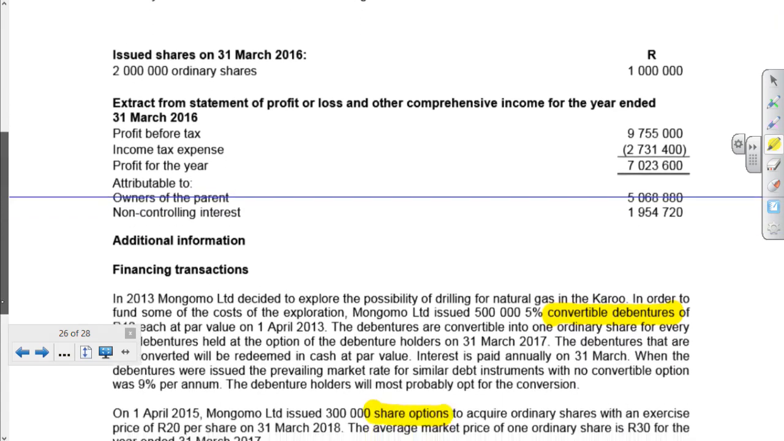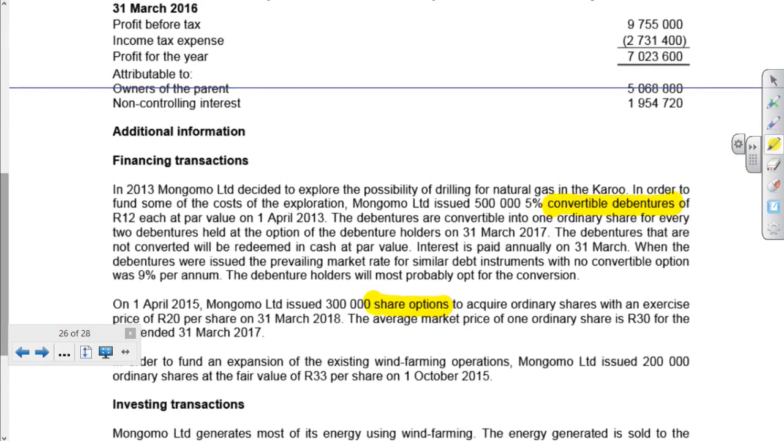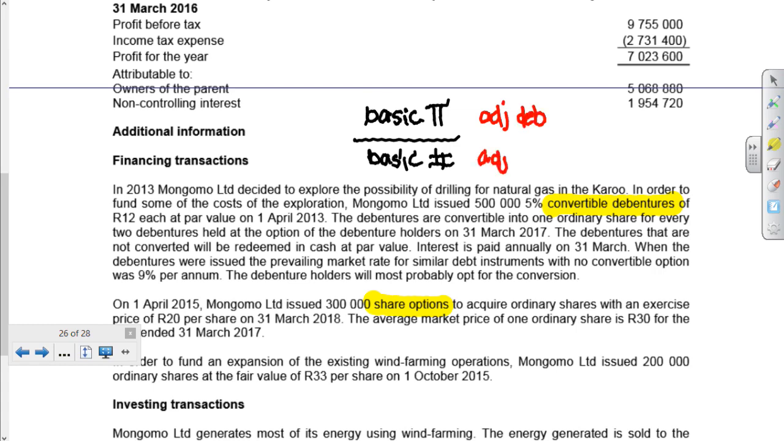Okay. Let's see if you can. I just want the adjustment numbers. We had a number from last week for basic profit and a number for basic number of shares, and now we're going to make adjustments. We're going to do an adjustment up there for the debentures, and at the bottom an adjustment for the debentures, and an adjustment for the share options. I just want those three numbers from you. I'm going to also try and do them.